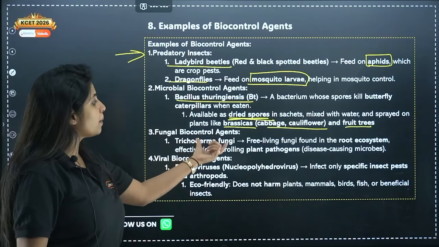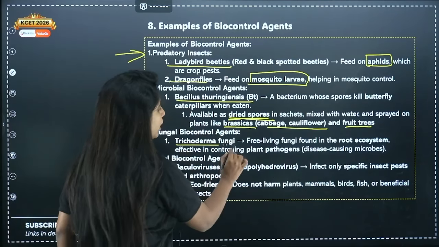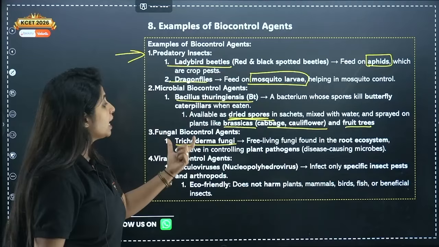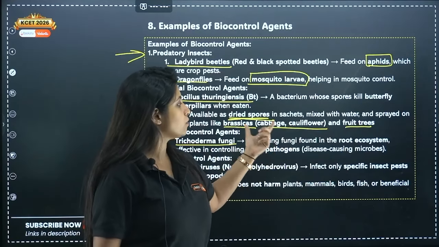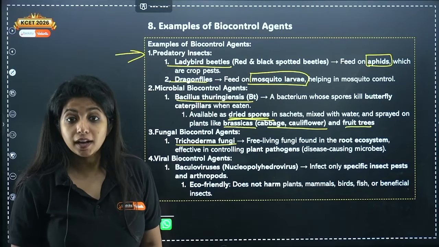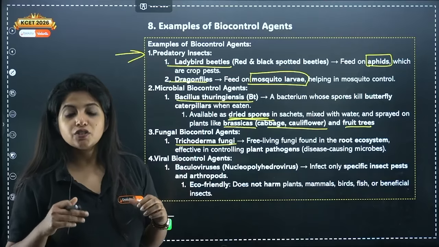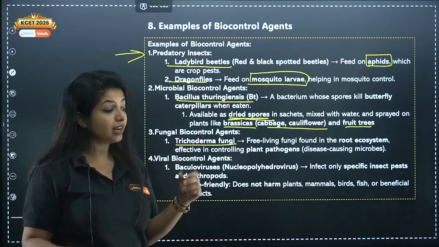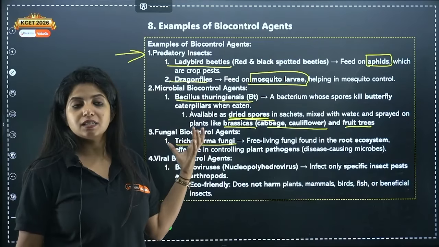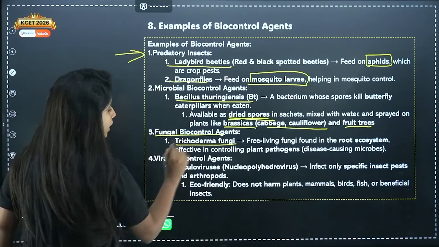Now we have fungal biocontrol agents. For fungal biocontrol agents, whom do we have? We have Trichoderma fungi. It's a free-living fungi found in the root ecosystem, effective in controlling plant pathogens. It is not dependent on anything, it's just staying there. So this Trichoderma is saving the plant's root from other disease-causing agents. So it's a fungal biocontrol agent.